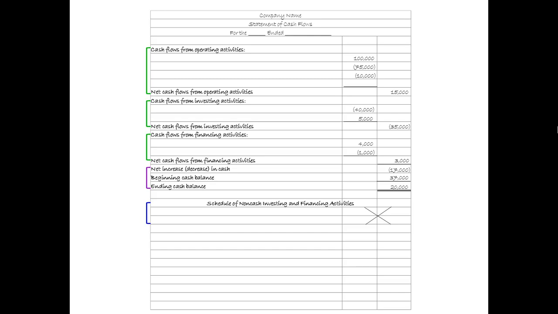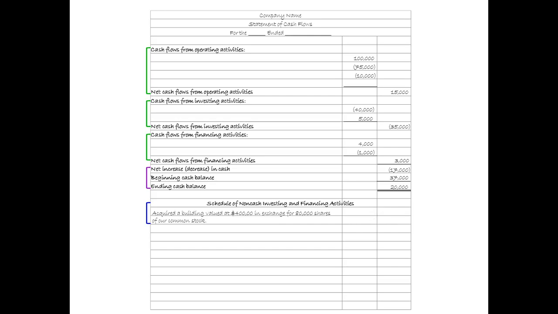For example, say that a company exchanged 80,000 shares of its own common stock for a building worth $400,000. You might make an entry in the schedule that says, acquired a building valued at $400,000 in exchange for 80,000 shares of our common stock. Recall that issuing shares of our own stock would be a financing activity, and acquiring a building would be an investing activity. But since no cash changed hands, this is a non-cash investing or financing activity.